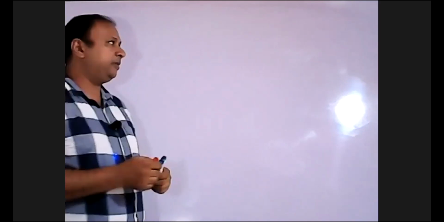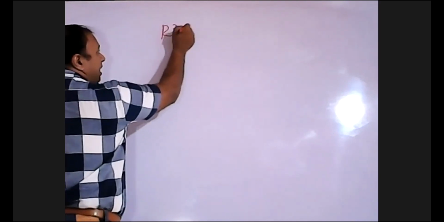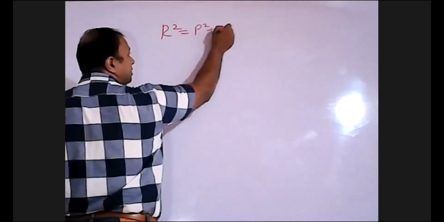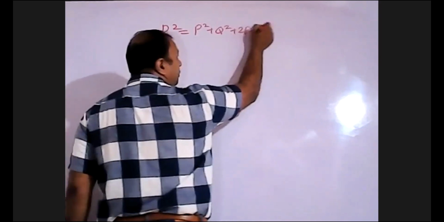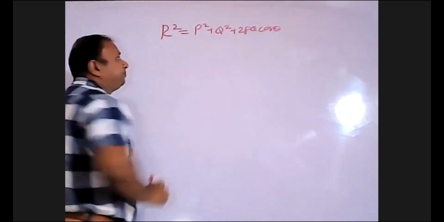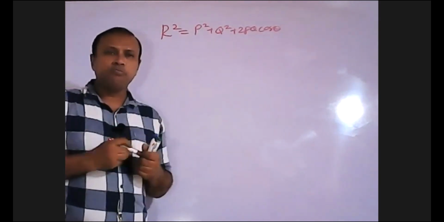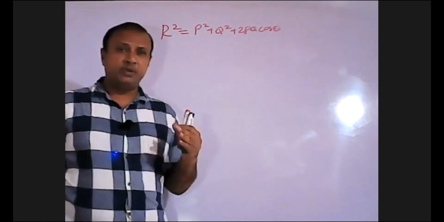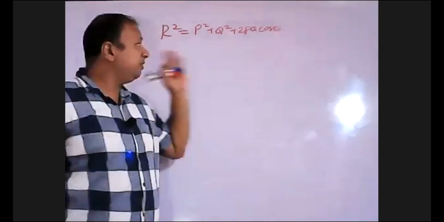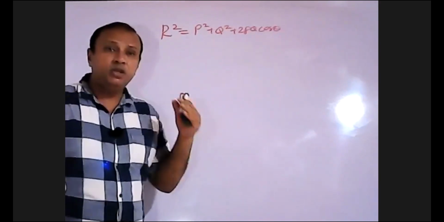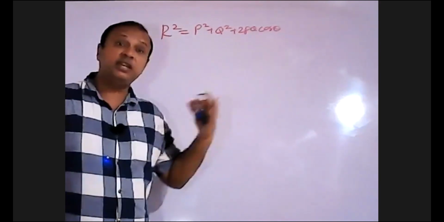Now, I'm going to explain some special cases of the vector parallelogram theorem. You know the vector parallelogram theorem. According to it, the resultant vector R squared is equal to P squared plus Q squared plus 2PQ cos theta. This is our basic equation. Now, I'm going to explain some special cases of this theorem, which can be used especially in MCQs.